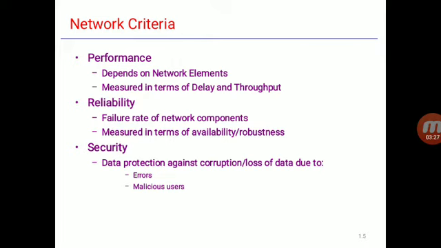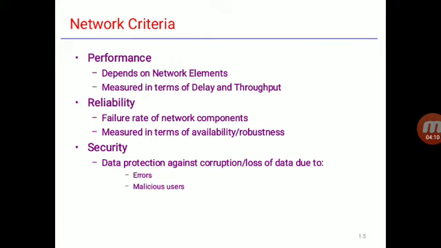The performance depends on the network elements, that is, the computers and devices that are connected to the network, and it is measured in terms of delay and throughput. Take the example of a mobile network, when we say the network is down. What does it mean? We are talking in terms of performance, in terms of delay or throughput. That means we are not able to communicate, we are not able to transfer the data from one end to another, or there is a delay in transmission. That we call performance.